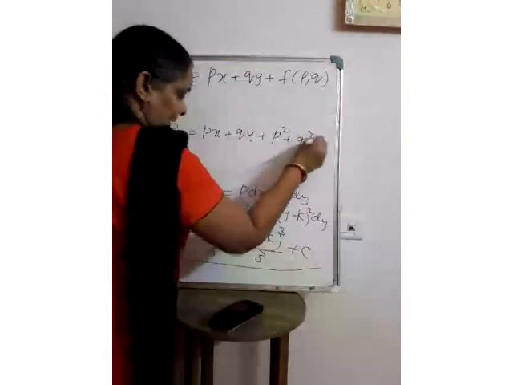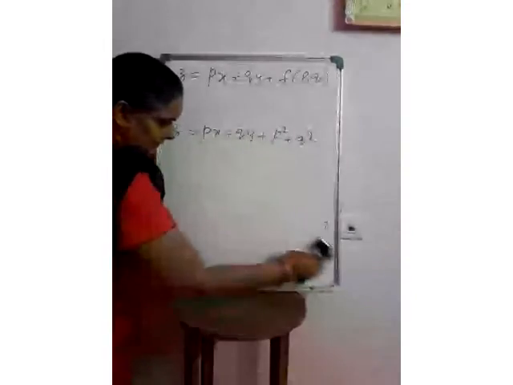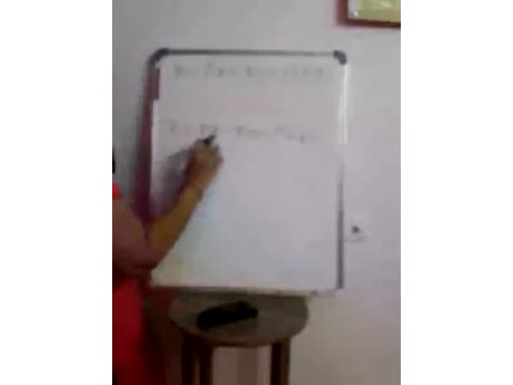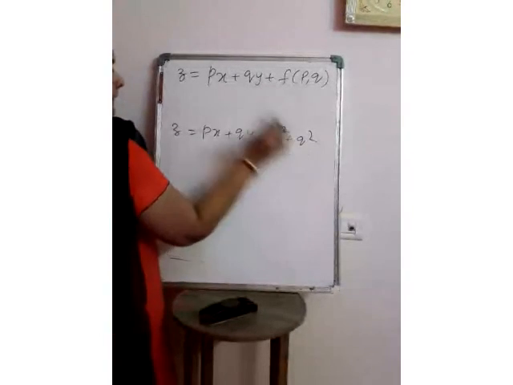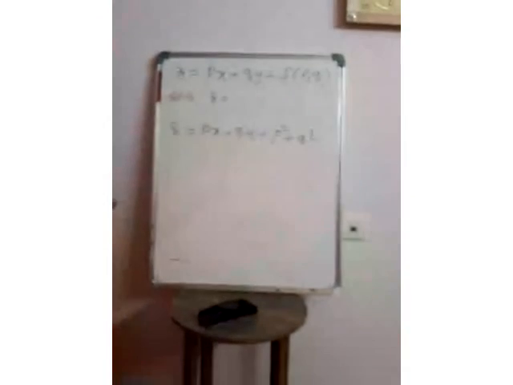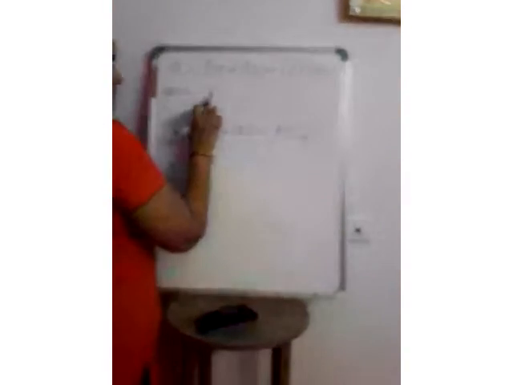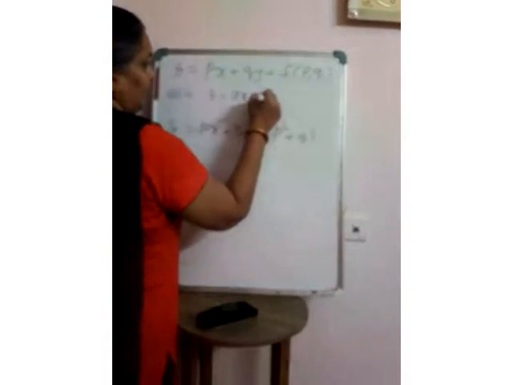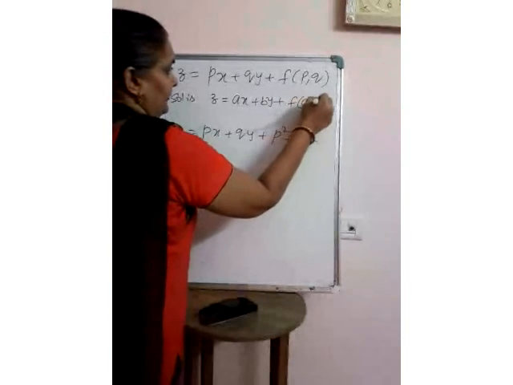Suppose you are given Z is equal to Px plus Qy plus P square plus Q. See, in this problem, the equation is in the standard form of Z is equal to Px plus Qy plus f of Pq. The solution for this equation is direct, there is no need to solve anything. We simply replace the value of p by a and q by b in the equation. So the solution is ax plus by plus f of ab.